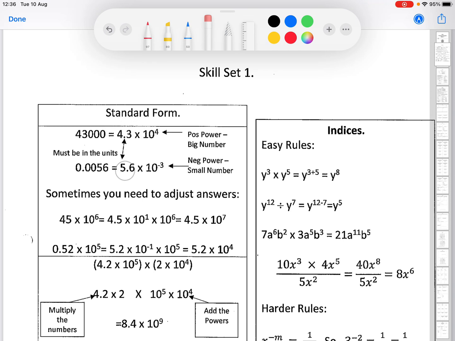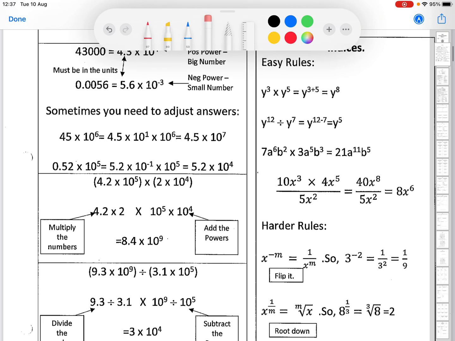This number here has to be between 1 and 10. It can't be 0 point something. It can't be 45 point something. It has to be 4.3 or 5.6. It has to be between 1 and 10. If you have a negative, that means you've gone into decimals, so the smaller the number, the more likely you have a negative.